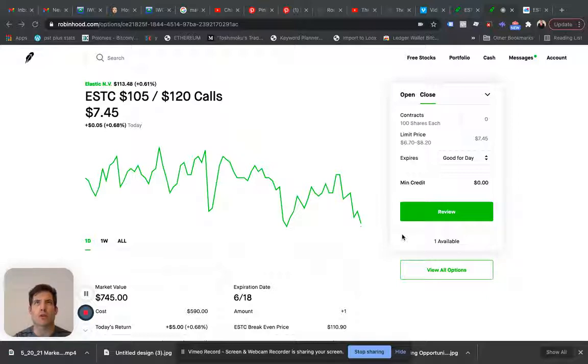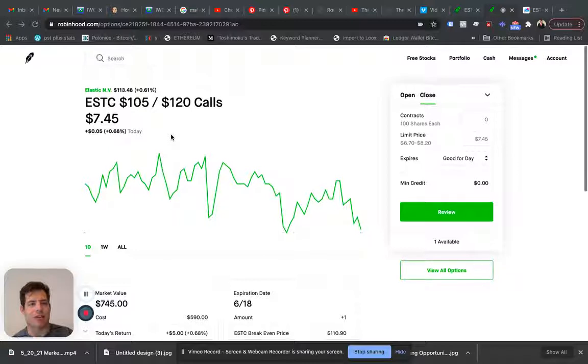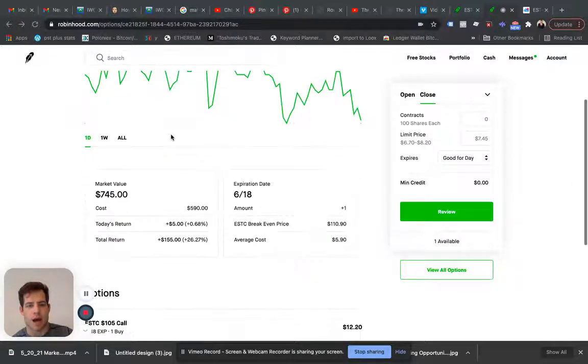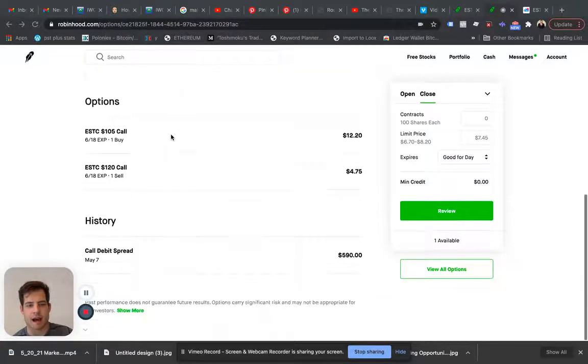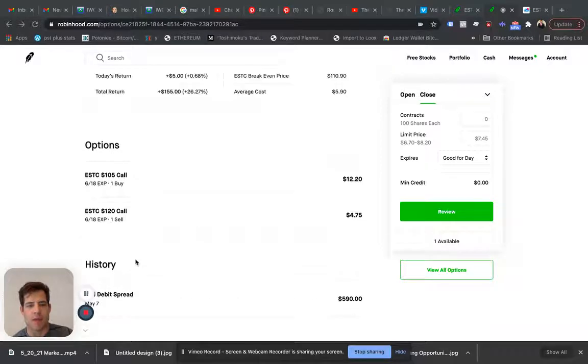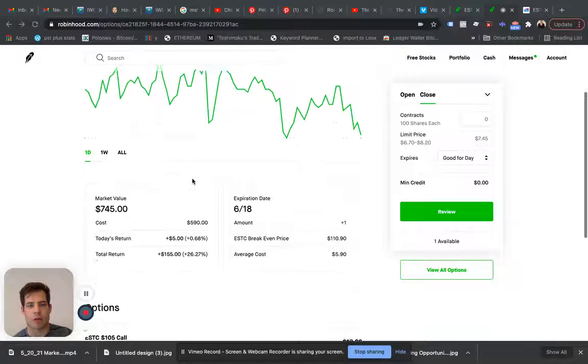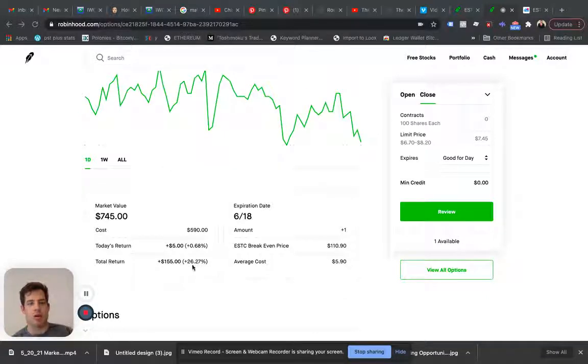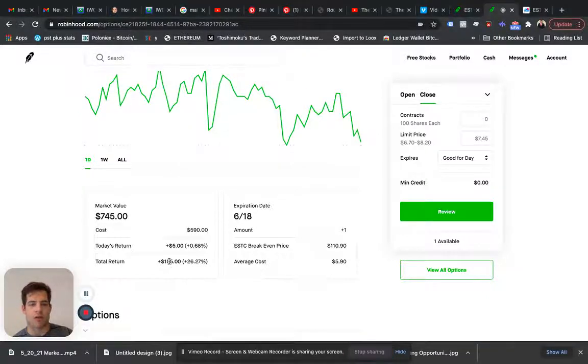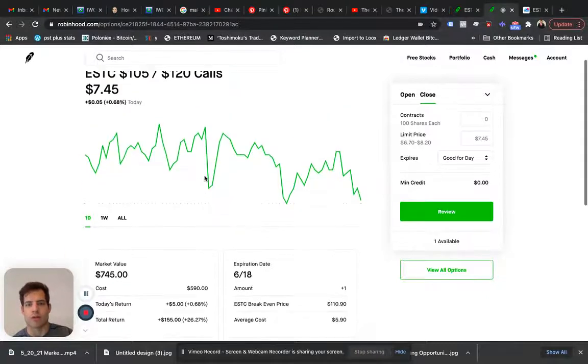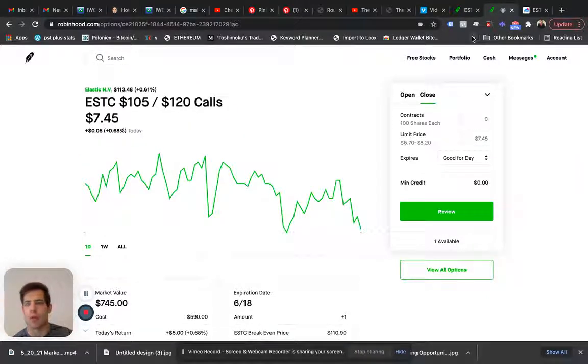Market just closed about 45 minutes ago. We're reviewing my Elastic trade that I put on a couple weeks back. We put this on May 7th. We paid $590. We're currently up 26% with a $155 total gain, total return.